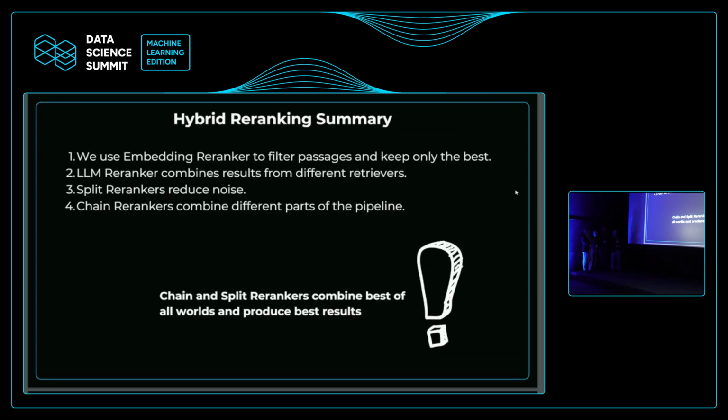So in summary, when we use the embedding re-ranker, we can filter passages and keep only the best. The LLM re-ranker performs very well, but it works, let's say, on 20 retrieved passages. That's why we often use it at the end of our pipeline. The split re-rankers reduce noise because we just keep the top 10 of the very strong dense retrievers, and the chain re-rankers can combine different parts of our pipeline.